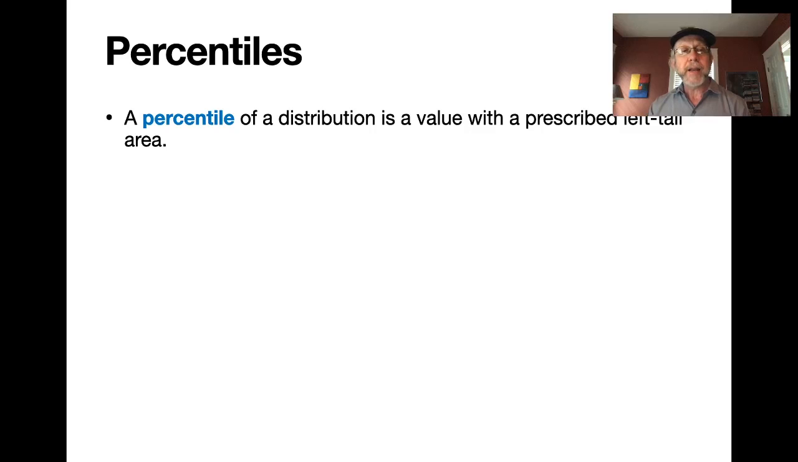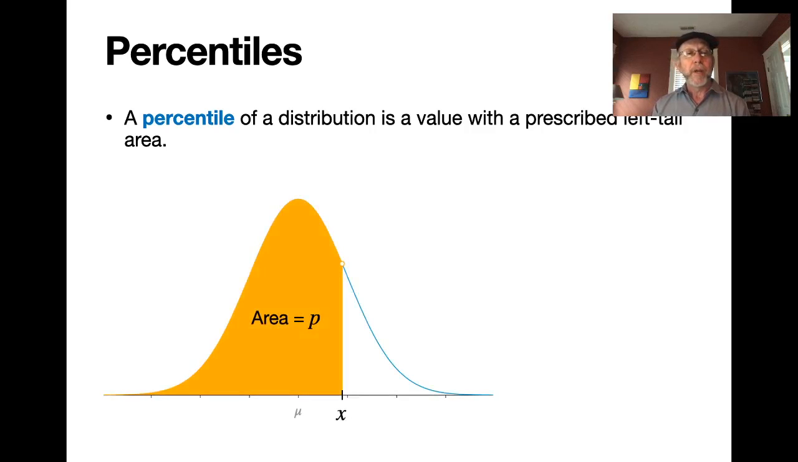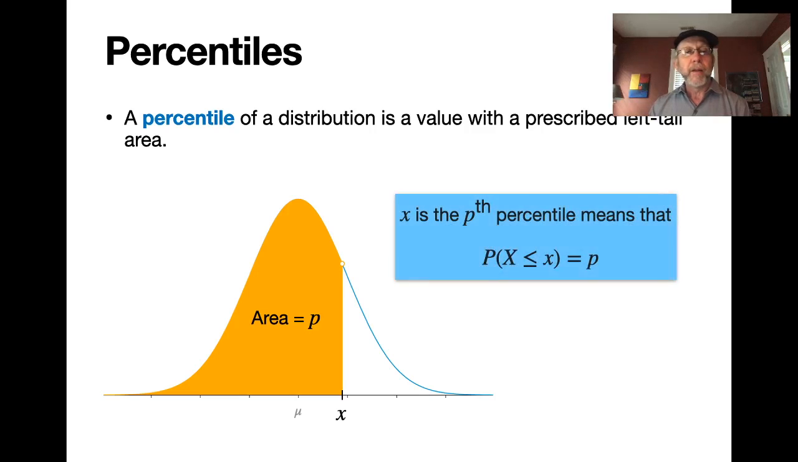So the definition is that a percentile of a distribution is a value that has a prescribed left tail area. So for a normal distribution, you would look at a picture like this. If the area prescribed is P, where P would be between 0 and 1, and X is the value that has that area in its left tail, then we would say that X is the Pth percentile of the distribution. And that just means that the area to the left of X is going to be equal to P.